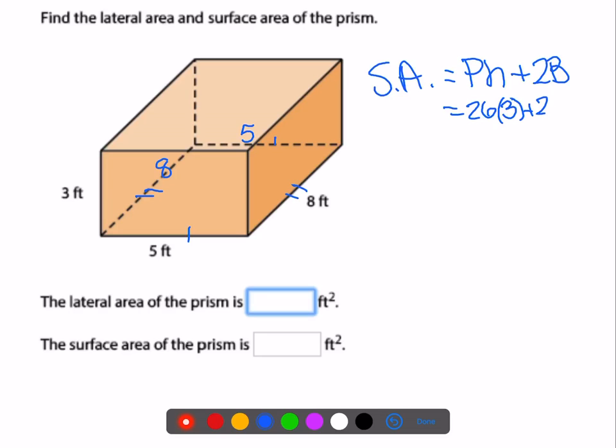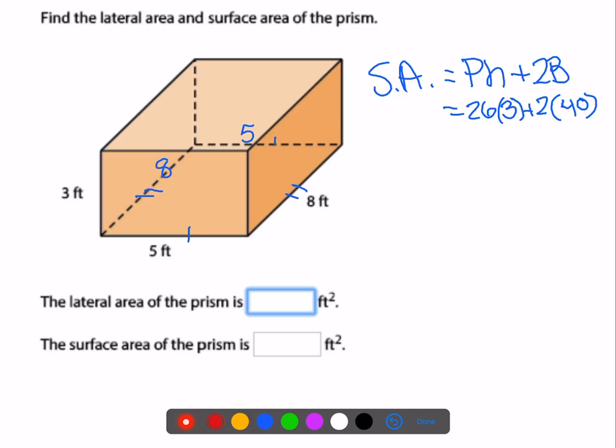Plus 2 times the area of our base. Well, if we're saying that we're taking the perimeter here, then our base would be the bottom. The base would be this bottom here. So our base would be the area of this section, 5 times 8, which is 40. So 2 times 40.